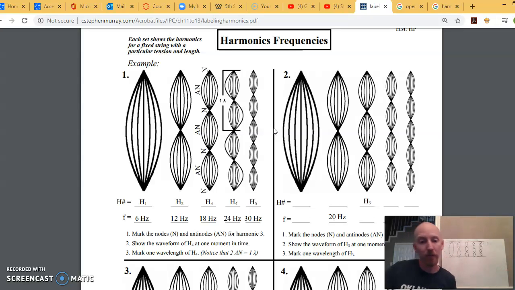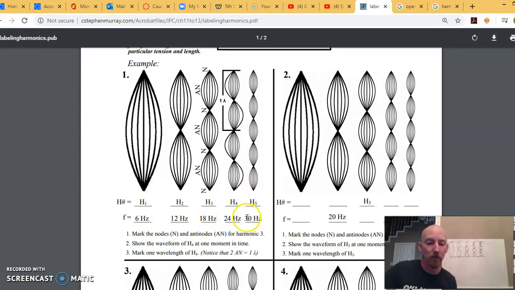Now, if you want to go backwards, you can do that. So if we're at the fifth harmonic, and you want to go back to your fundamental, you take the fifth, which is 30 here, and divide by 5. 30 divided by 5 is 6. So there you go. On this right side here, the second harmonic is 20, so the fundamental would be 10.